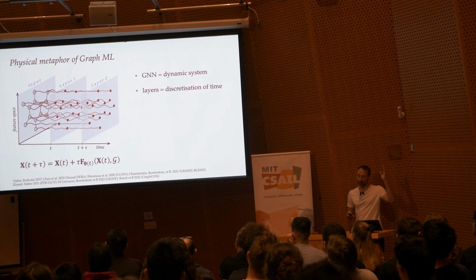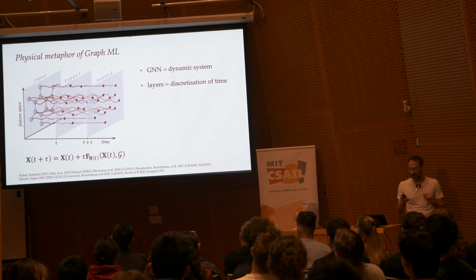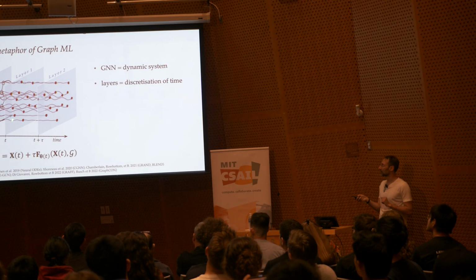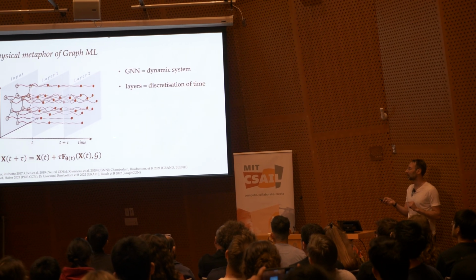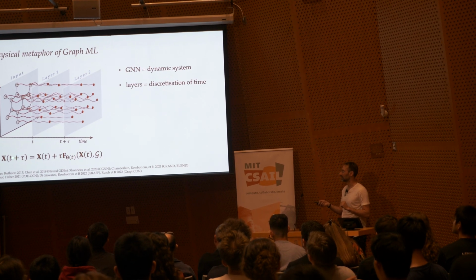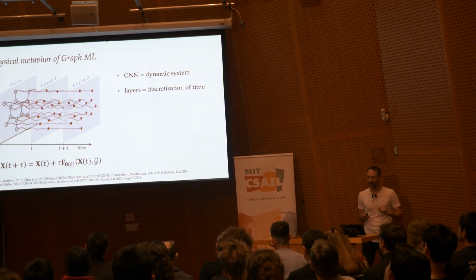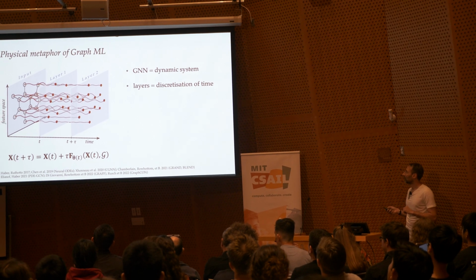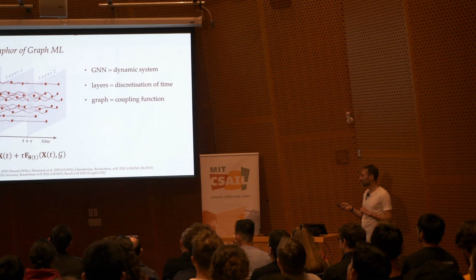So the layers, right? If you think of it as discretization of the time, you can think of them as timestamps, right? As discretization of the time. So we can replace the differential equation with a difference equation, right? So we take, for example, a fixed time increment, here tau. What is the purpose of the graph? We can think of it as a coupling function, right?